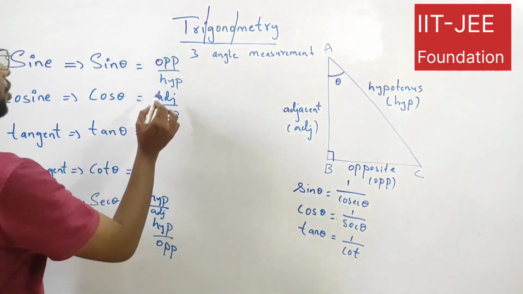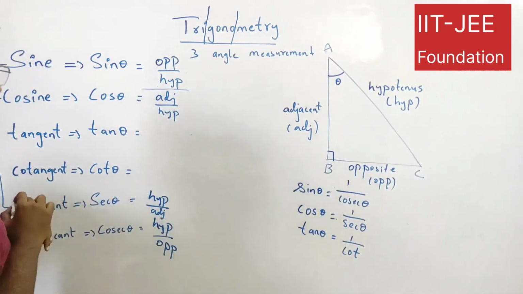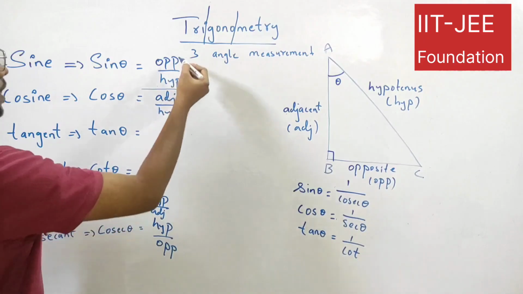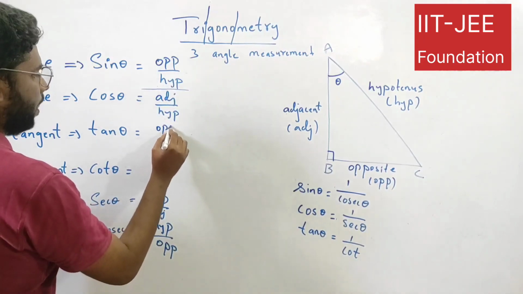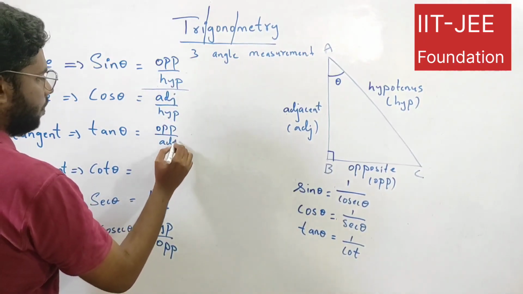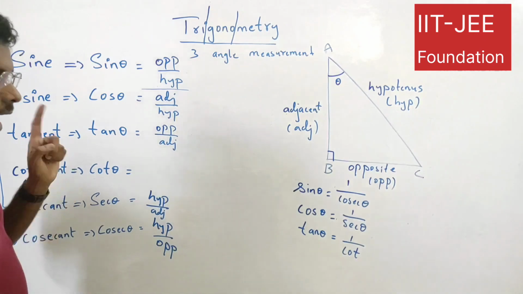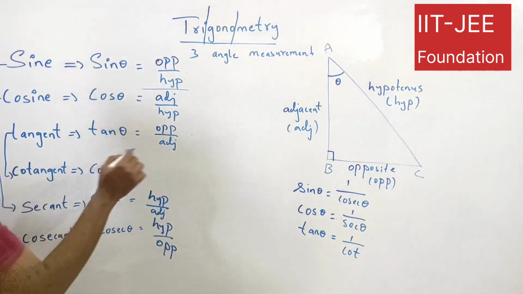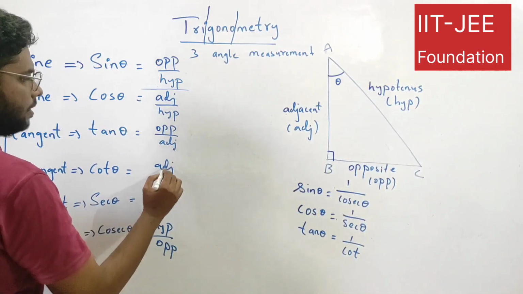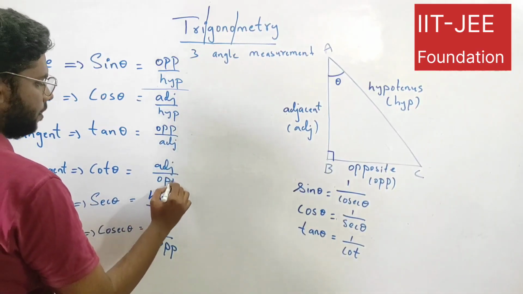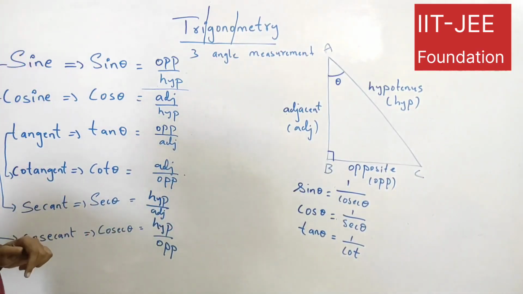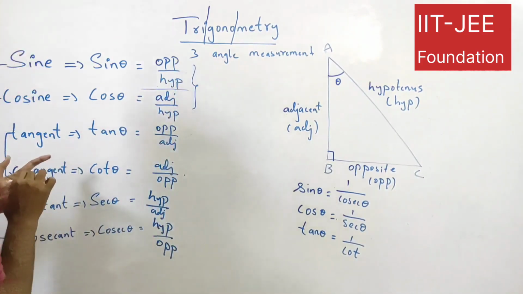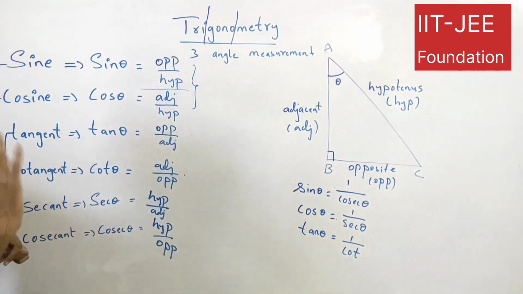Next we have tan theta. To find tan theta, what do you do? Just divide these two. What do you get? Hypotenuse gets cancelled. We get opposite by adjacent. And we know that cot theta is the reciprocal of tan theta, so directly I can write adjacent divided by opposite. So if we know these only two, the rest of them we can find easily.